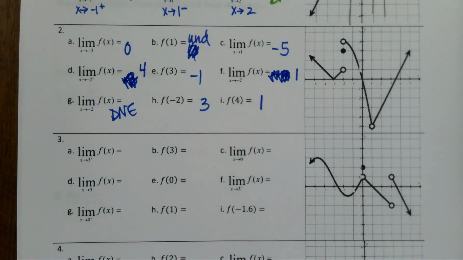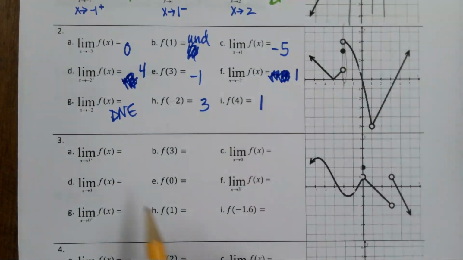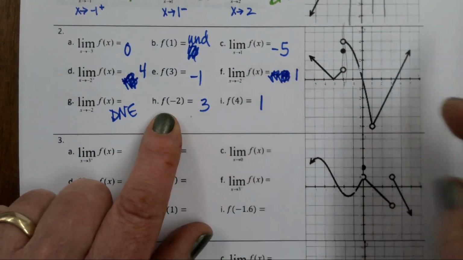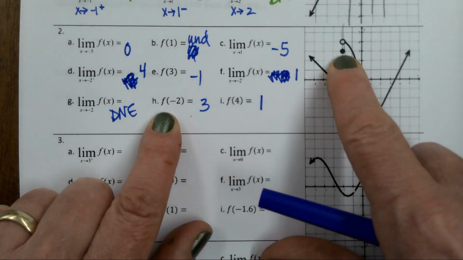What about D? Did I do D bad too? D, -2 from the right. I'm confident on that one. Wait, what? Oh, that looks like a 3, not 4. I just can't count. How did I get 3 for H? The value at -2, that's where it's solid. 3 and 1, okay. Yeah.